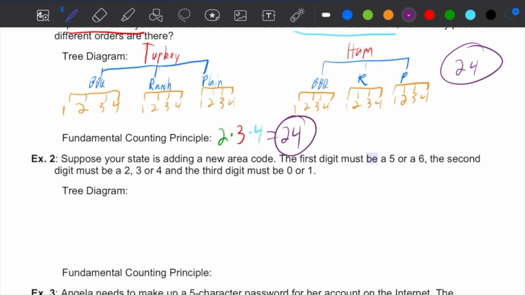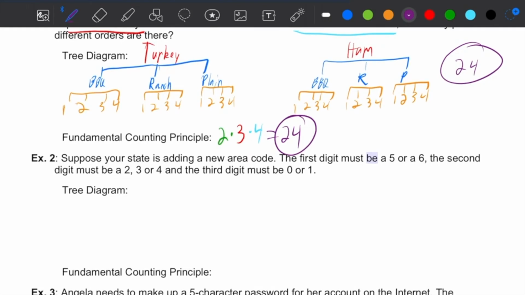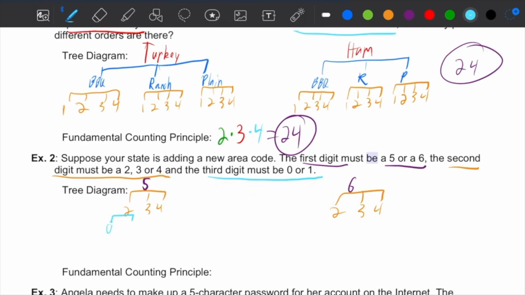So on this next one, I'm going to try the tree diagram and then try the fundamental counting principle. Suppose your state is adding a new area code. The first digit must be a 5 or a 6, and the second digit must be a 2 or 3 or 4. And the third digit must either be a 0 or 1. So you can either start with a 5 or a 6. Then from there, the second digit must be a 2, 3, or 4. So if you start with a 5, you could go to 2, 3, or 4. If you start with 6, you can go with 2, 3, or 4. And then our last one has to be a 0 or 1.